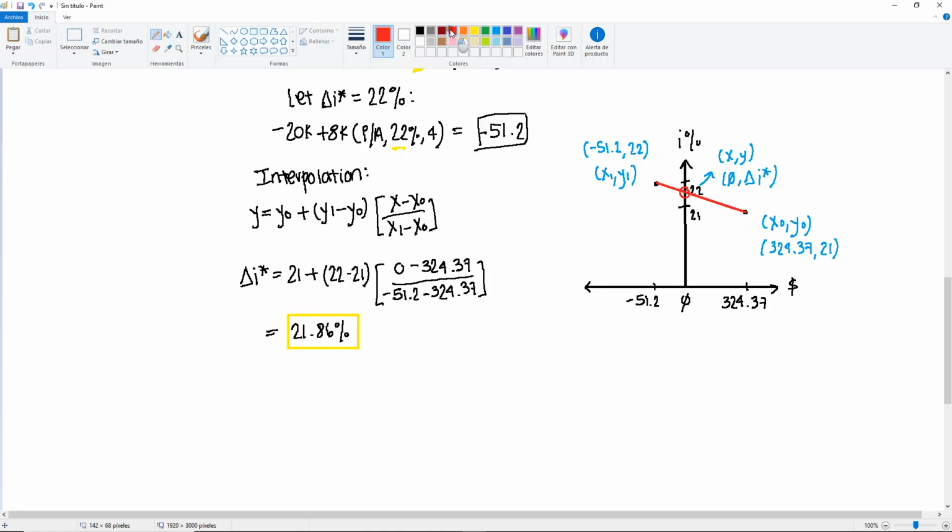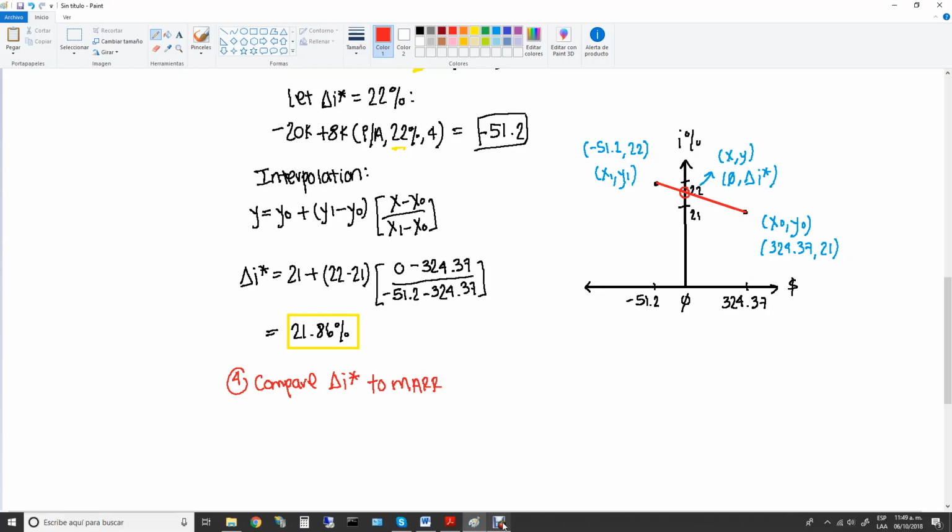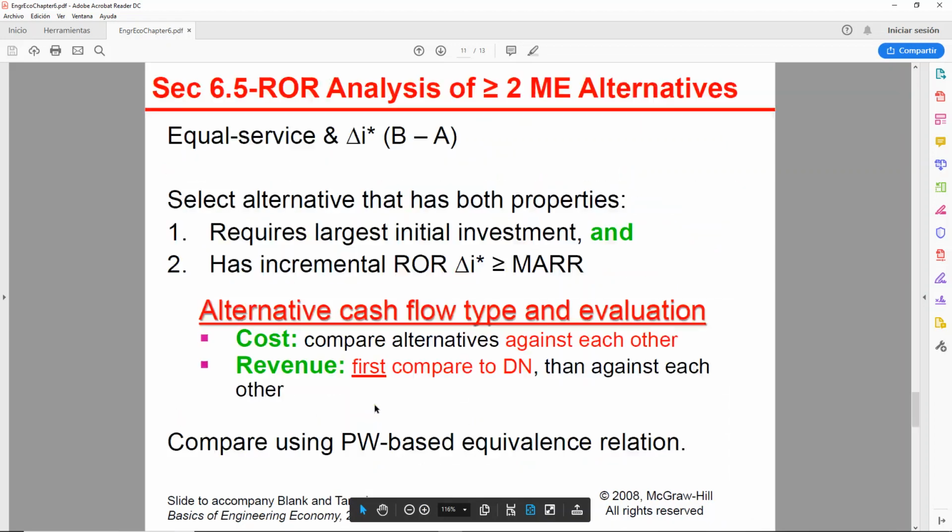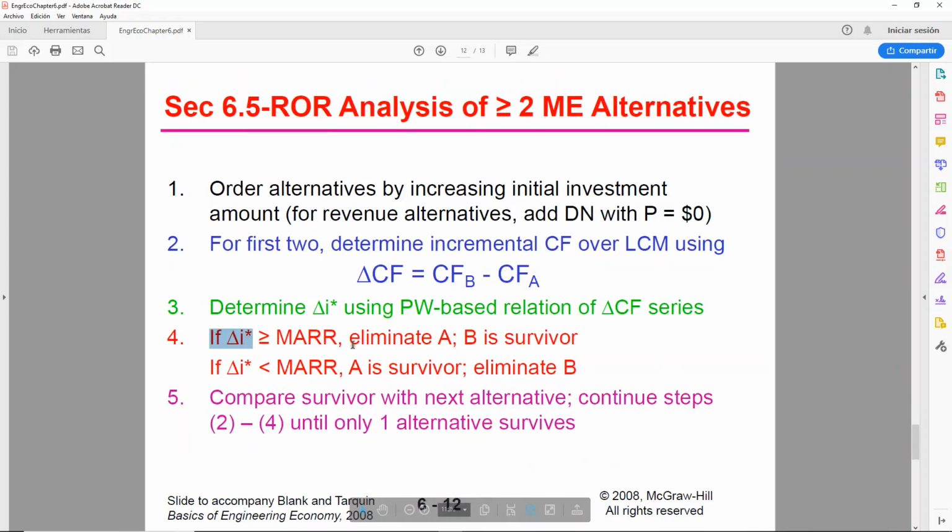Then we have one last step, which is to compare the delta I star, this one that we just found, to the minimum attractive rate of return that's given to us in the problem. And here is the selection criteria. If the delta I star that you found is greater than or equal to the MARR given in the problem, we're going to eliminate alternative A and keep alternative B. If it's less than, then alternative A is going to survive, and we will be eliminating alternative B.